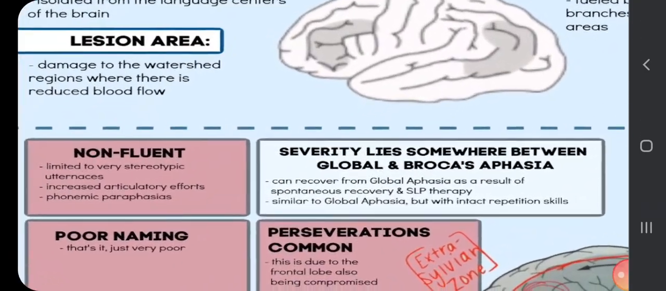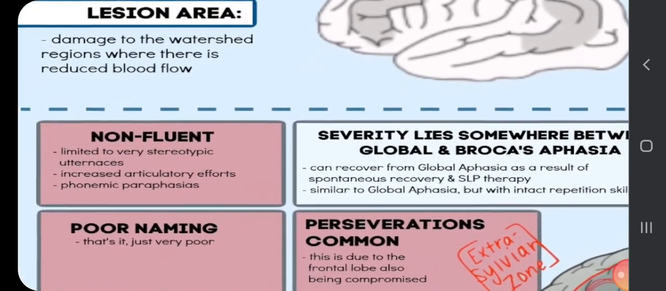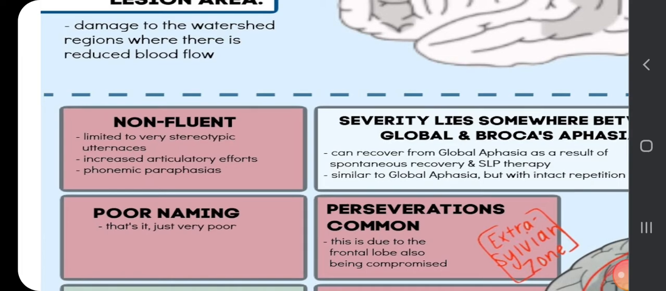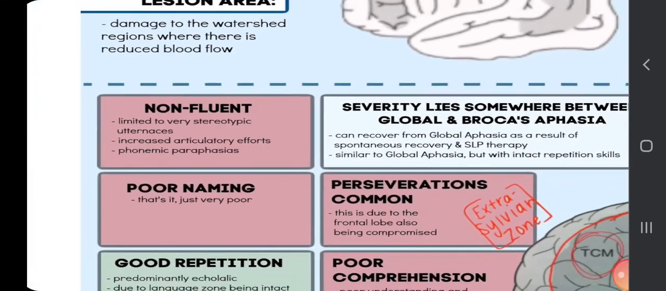So what are the symptoms that are present in this type of aphasia? Well, it is a non-fluent type of aphasia, and also the person has increased articulatory effort and phonemic paraphasia. That means that if the person wants to say cap, they may say tap. The naming is very poor.